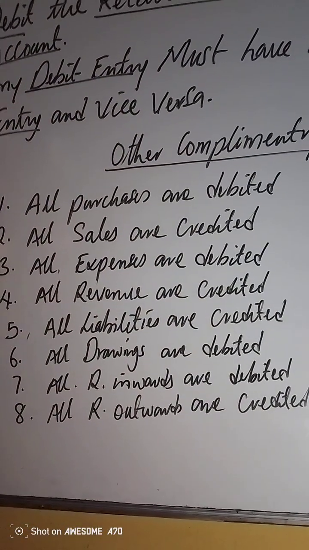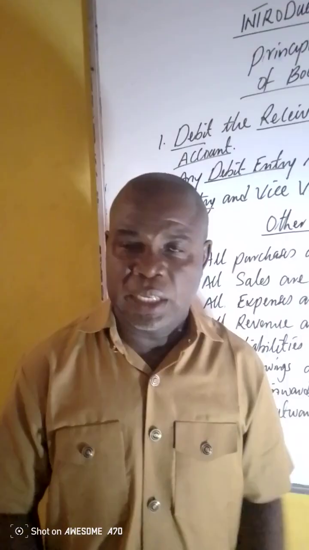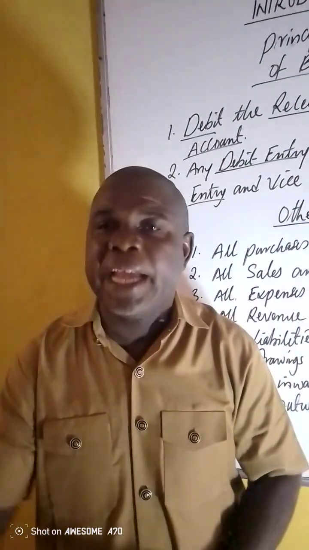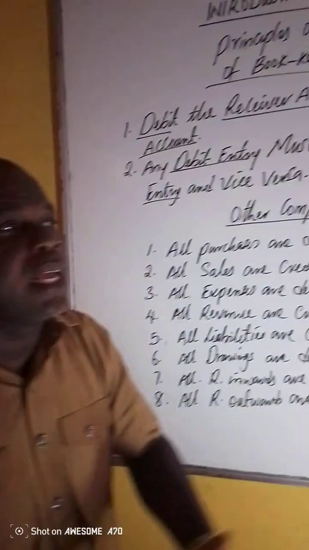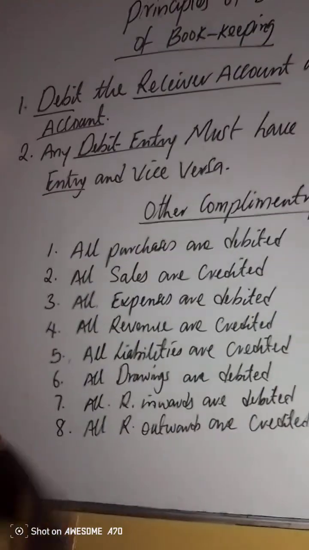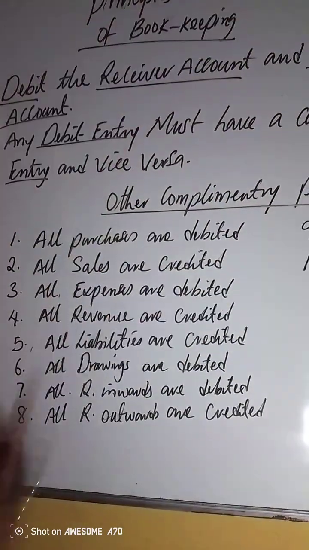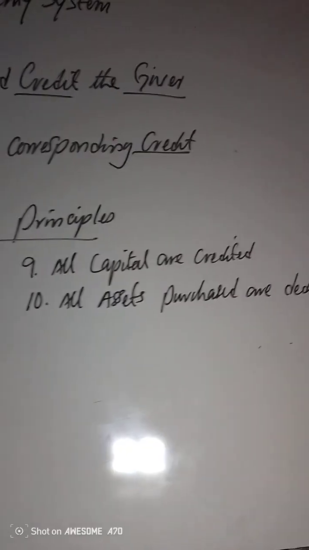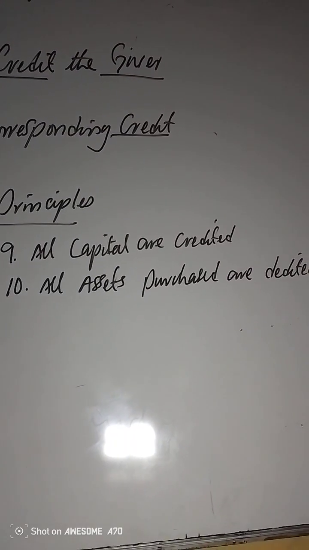Next, we now say all revenue are credited. Revenue is the income that the business earns in the process of day-to-day operation. That is the money that the business earns from the services or the goods they sold. That is why the number one revenue is sales, because when the business makes sales, the business earns money. But sales is not the only revenue. Revenues are things like rent received, commission received, interest received, and what have you. These are what we call revenue.